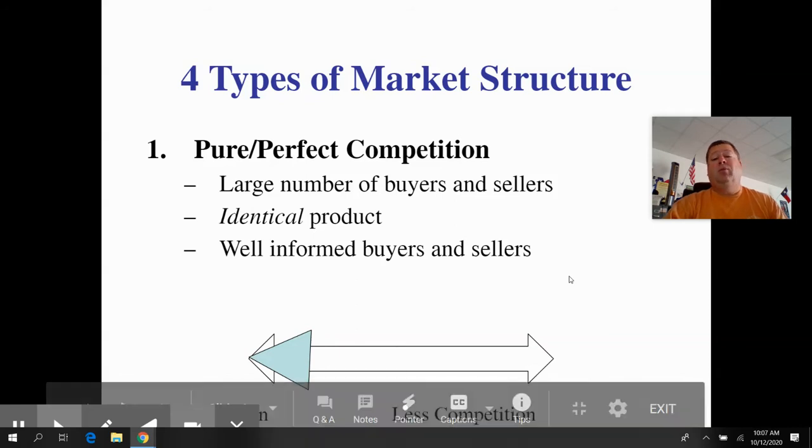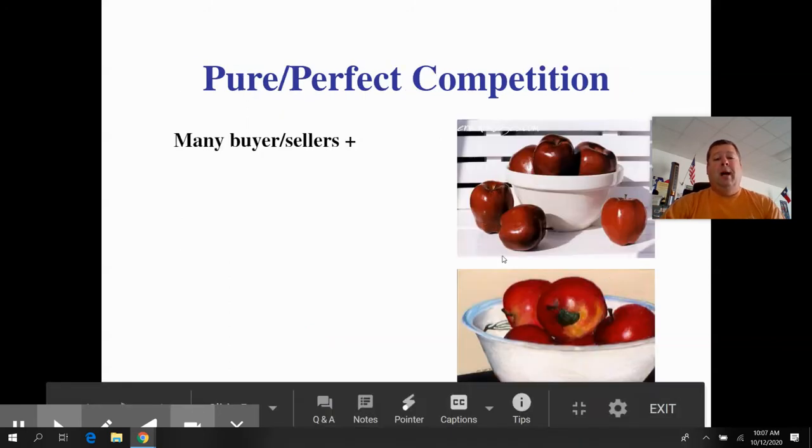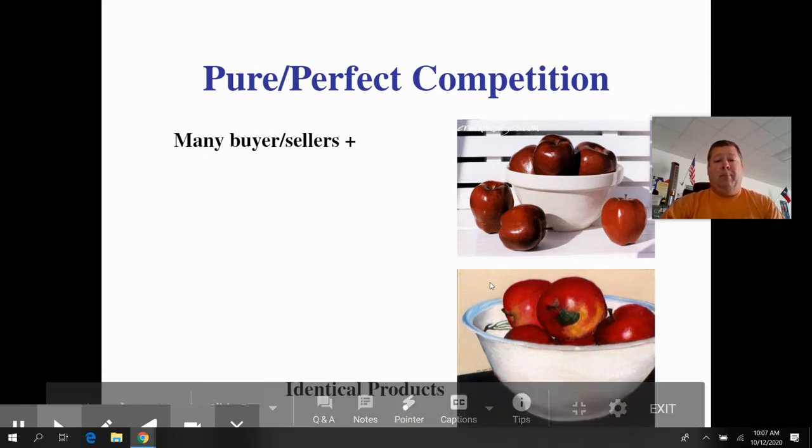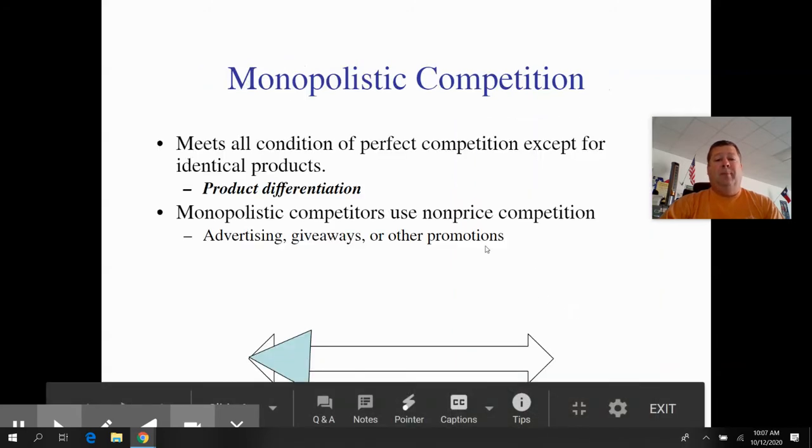Again, this is the simplest form of a market structure, and then we'll get more complex as we go. But that is ease of entry there. Here are some pictures to show you: apples, the farmer's market, things like that. Identical products that we see there.